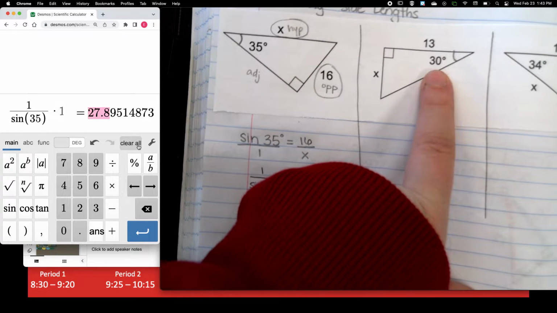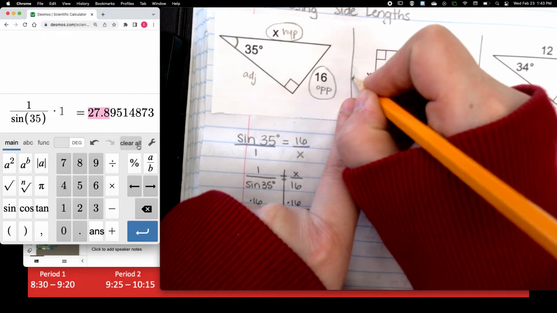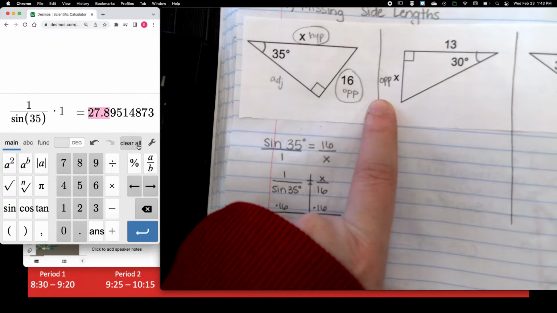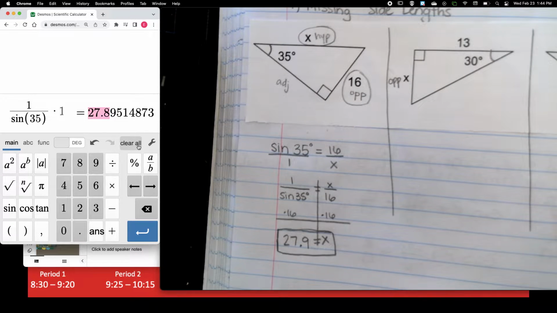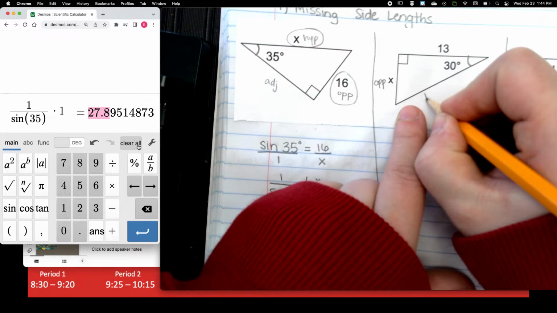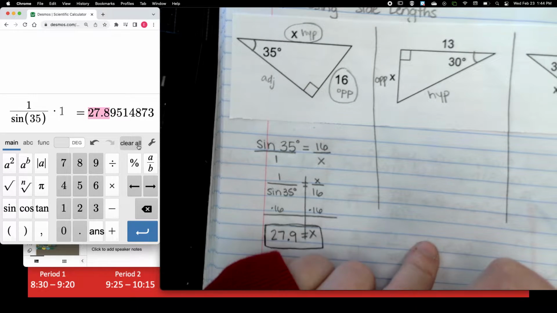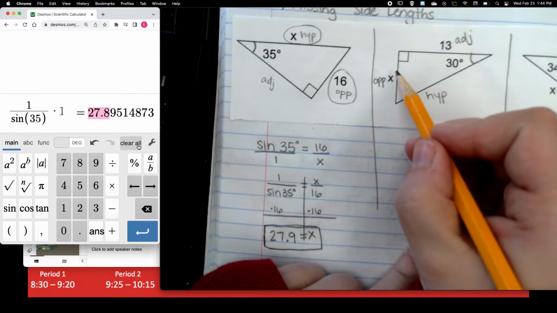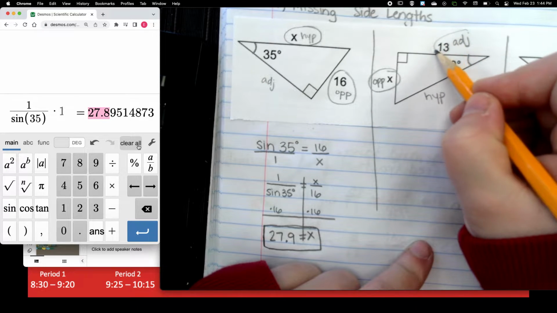Okay, which side is opposite of 30? X. So that's opposite. I put OPP there. Kind of hardly see that, sorry. Which one is my hypotenuse? The blank side, yep. Which means what is my adjacent? 13. So which 2 sides are we dealing with? Our opposite with the x and our adjacent with the 13.